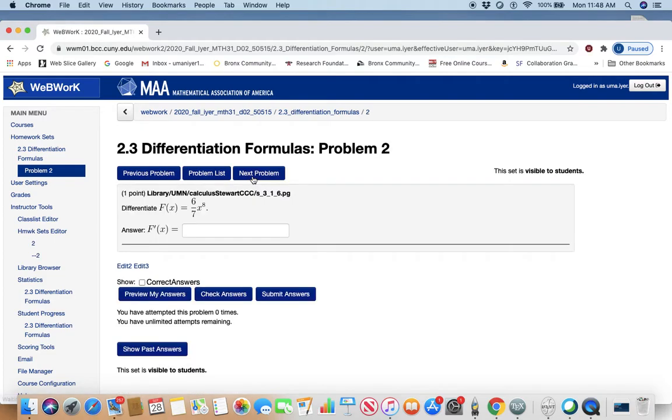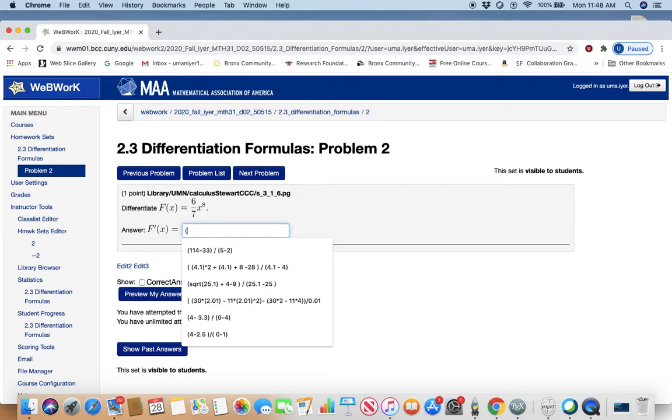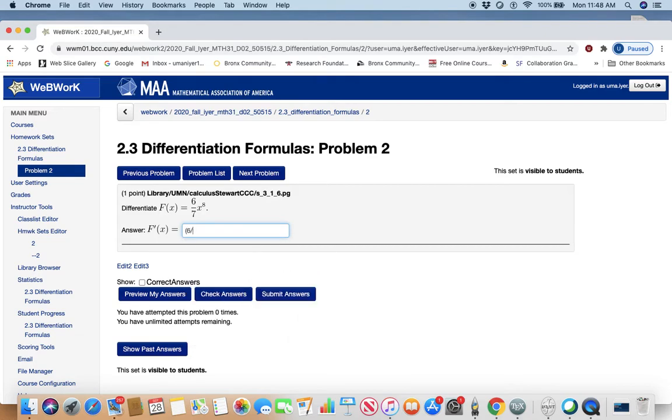Next. Differentiate f(x) equals 6 over 7 x to the power 8. Notice 6 over 7 is a constant being multiplied to a power. So 6 over 7 stays out. Now I'm going to differentiate x to the 8. The power comes down and x loses one power. So the power reduces by 1.